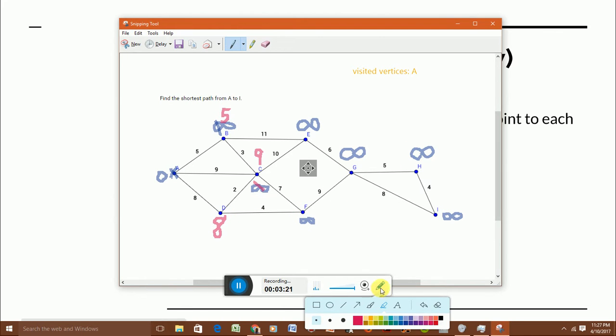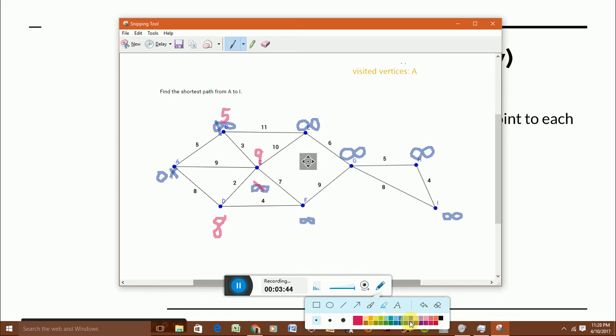Now, looking at this set of vertices, the question is, what's the next one that we can visit? The way we determine which one we visit next is by finding the one that has the lowest value, and in this case it is vertex B. So we're going to visit B next, and we get to B from A. We're going to shade this particular segment from A to B, and put B on our set of visited vertices.